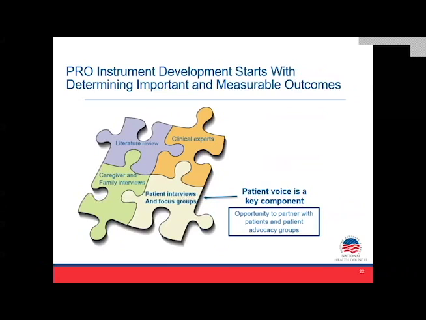So turning to talking about the development of a PRO instrument, what you want to be able to do is to measure things that are important to patients. And so it's like a jigsaw puzzle. You have to put the pieces together of being able to understand the disease and the condition, so you do a literature review. You talk to clinical experts, you get input from them. But most importantly, the patient voice is a key component of the start of PRO instrument development.